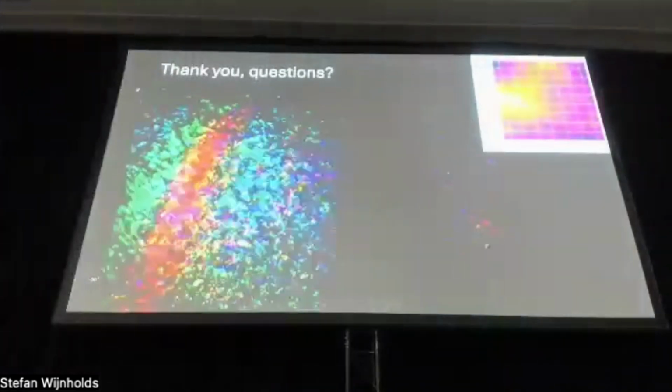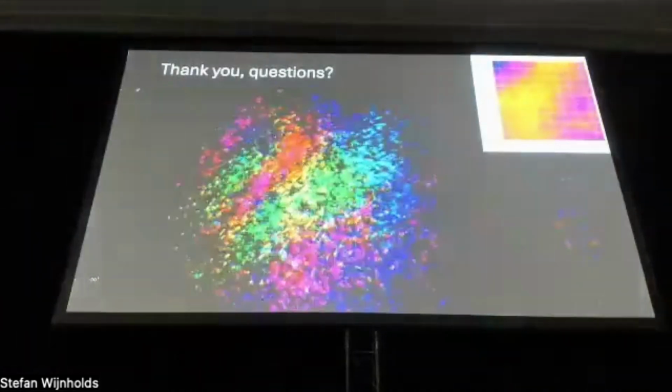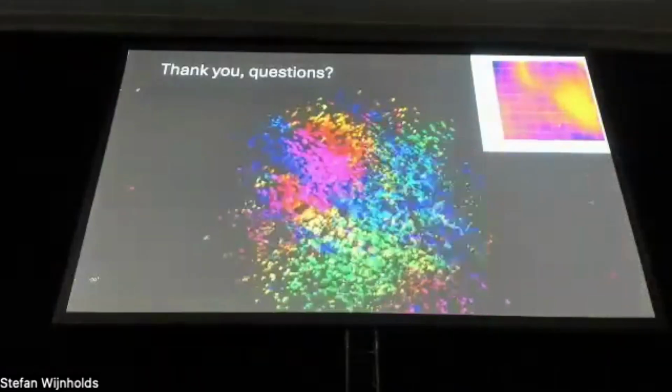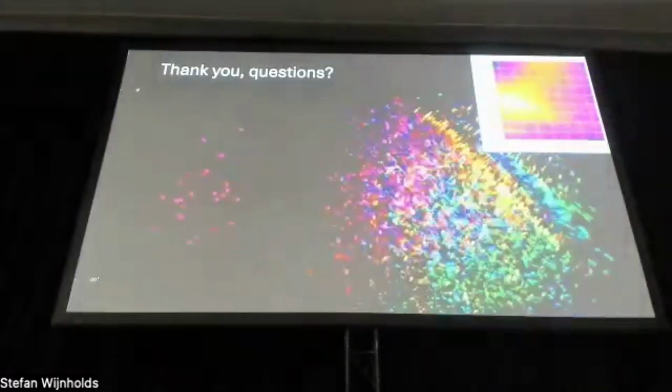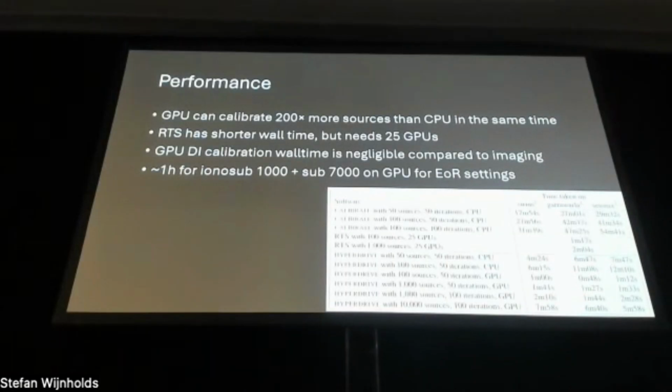I was quite surprised that for RTS, the time to run is actually kind of comparable. So is it because it's doing less? Well, if you look at the numbers here, for the same thing, when you do 1,000 sources, it takes 2 minutes on the GPU with RTS, and with hyperdrive on the GPU, it's around a minute.